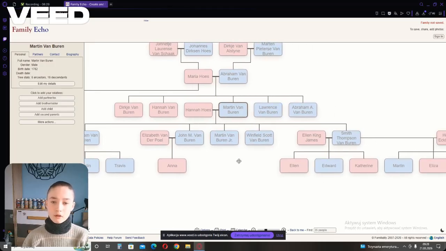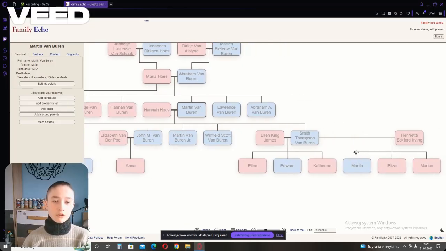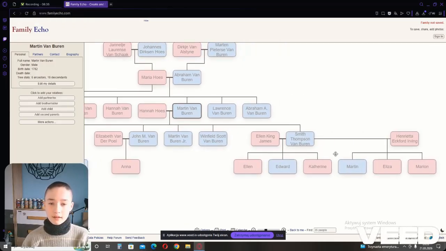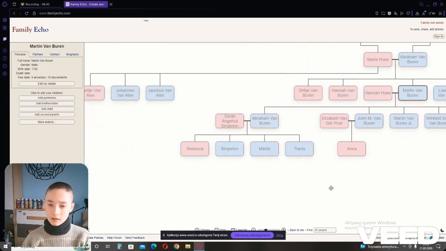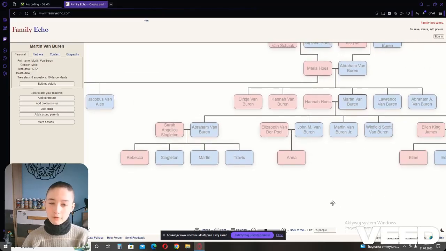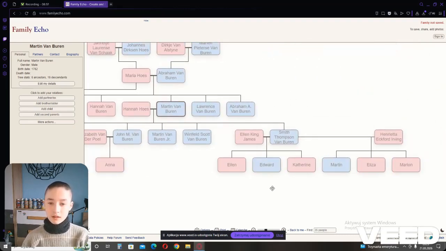Martin or Winfield. I kind of prefer Winfield. Winfield or Smith. Winfield. Winfield or Singleton. Kind of prefer Singleton. Singleton or Travis. Singleton. Singleton or Edward. Kind of prefer Edward.